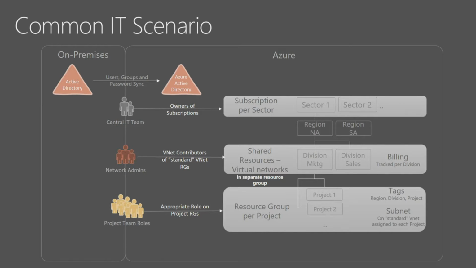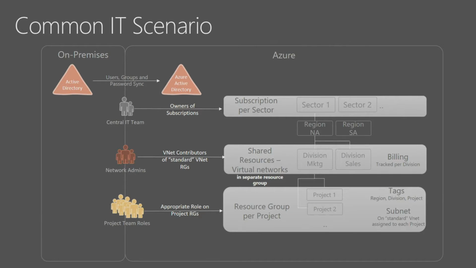And then underneath it, there could be resource groups, and there could be project teams working on different projects or different applications. In the boxes on the right, you can see there is a subscription per sector box. In that, you have sectors. Each sector might have regions. Then each region will have divisions in your company, like a marketing division, a sales division, and whatnot. And then in each division, there will be people working on projects for that division.